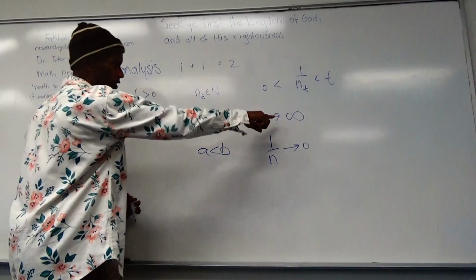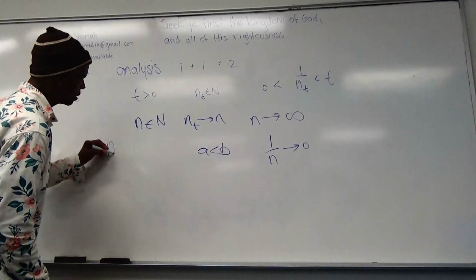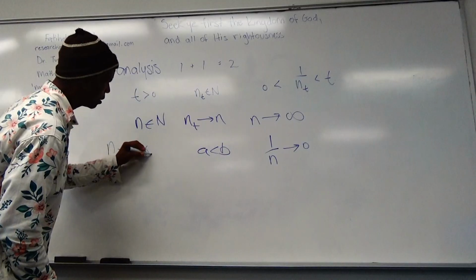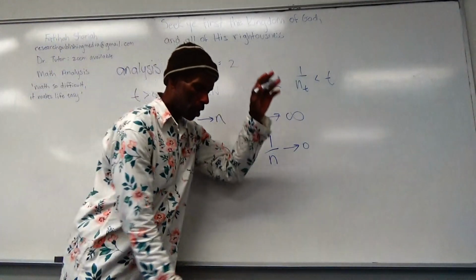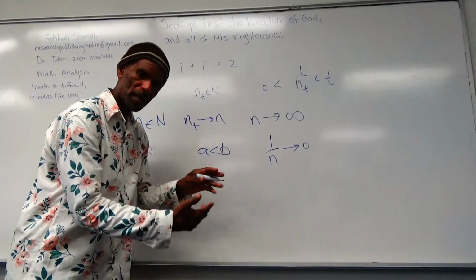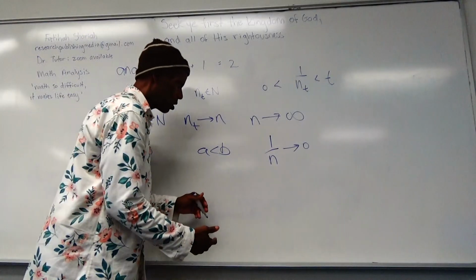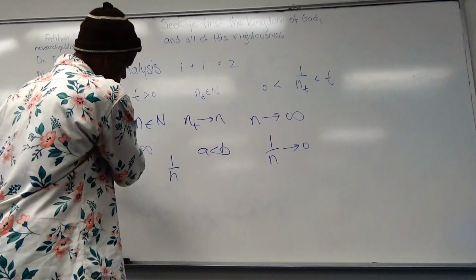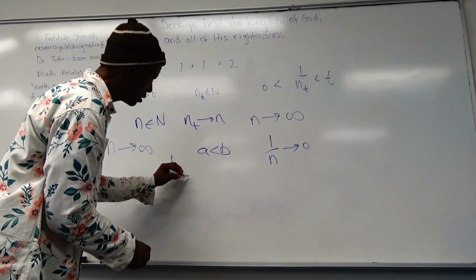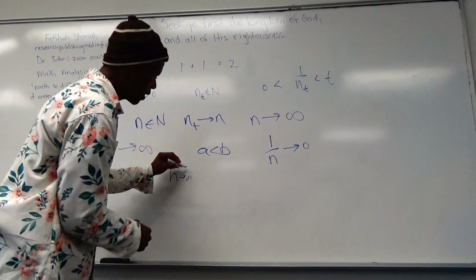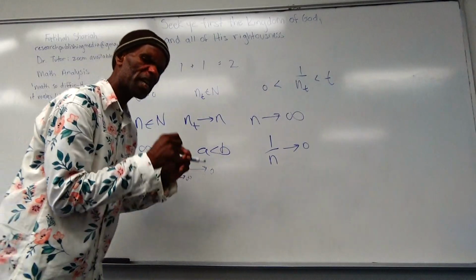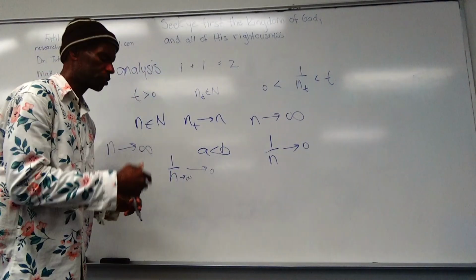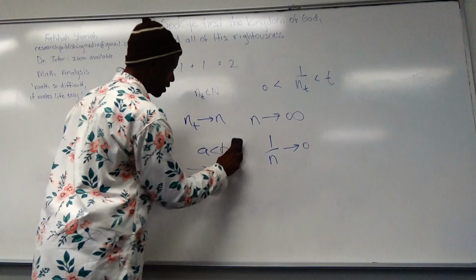So it goes to infinity. As n goes to infinity, we have a mathematical structure where if we say 1 over n, and n goes to infinity, then 1 over n goes to 0. It never equals 0, but it goes to 0. So look at this, right? This is what they're saying.